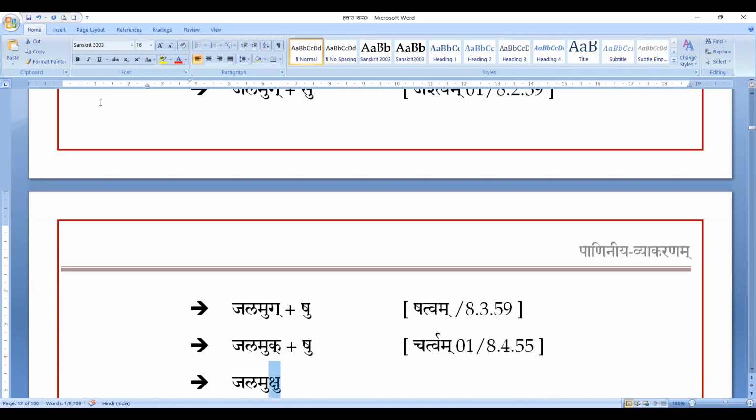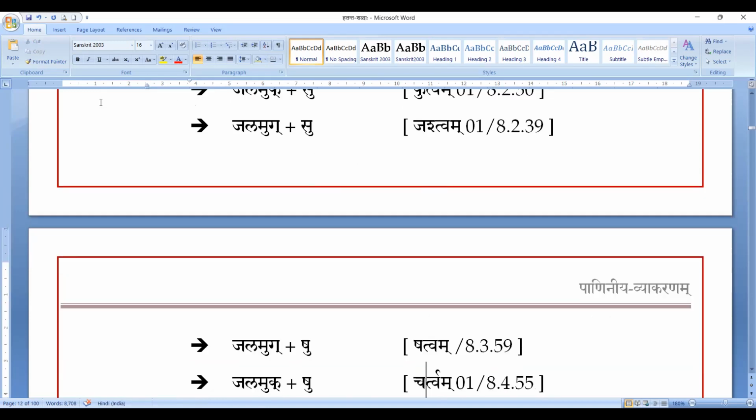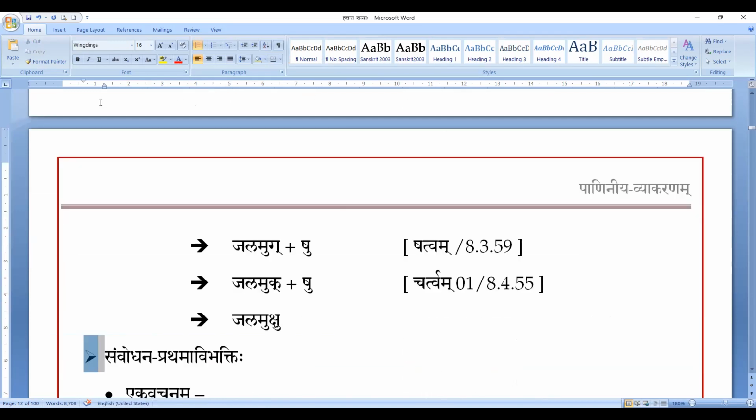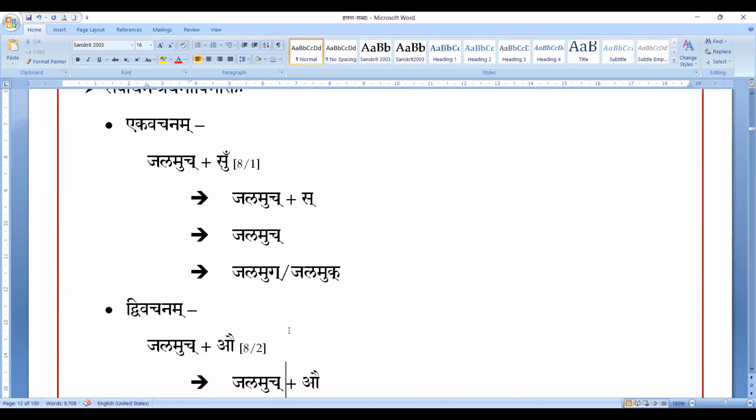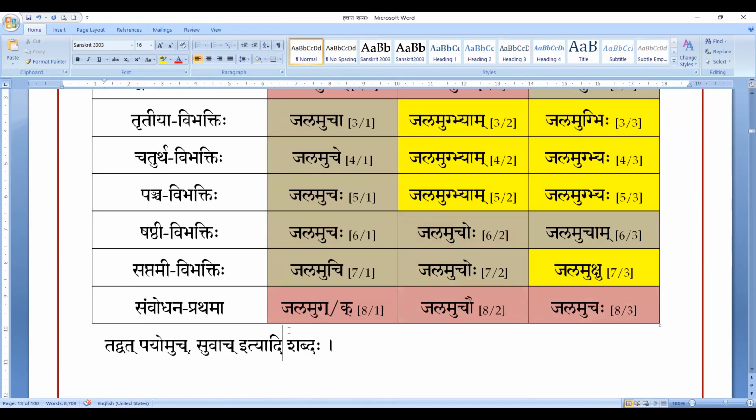Is it clear? So, Saman Saptami Bhakti Bahuvachanam. Yes, Guruji. So the sequence you see is Kutvam, Jashtvam, Shatvam, Chartvam, by which you get the form Jalamukshu. So you can do some Chakaranta Shabdas. As homework you can take, I think I would have given it here. I'm not sure it is there. Yeah, Payomuch, Suvach. You can try these Shabdas.